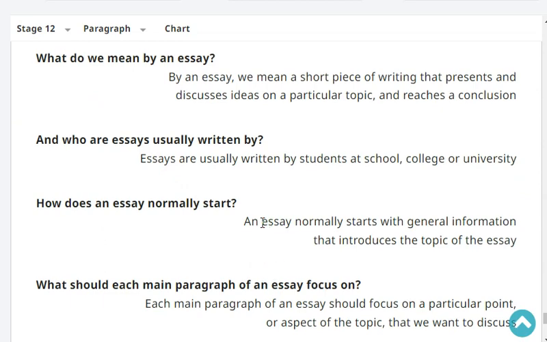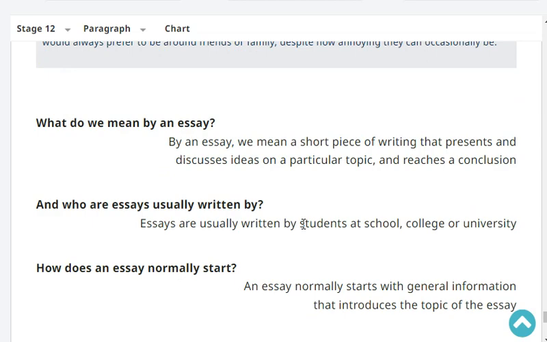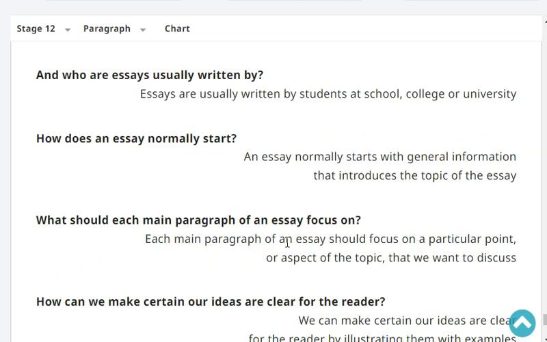Next, here we go. What do we mean by an essay? By an essay, we mean a short piece of writing that presents and discusses ideas on a particular topic and reaches conclusions. And who are essays usually written by? Essays are usually written by students at school, college, or university. Very good.